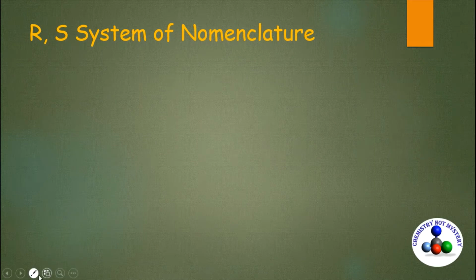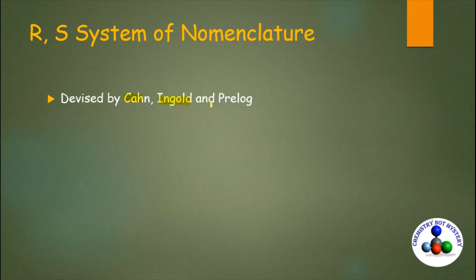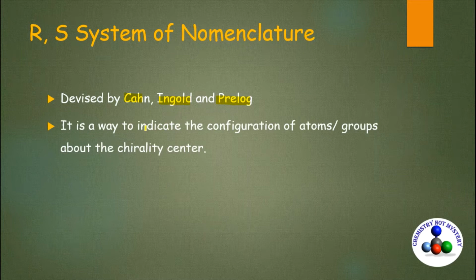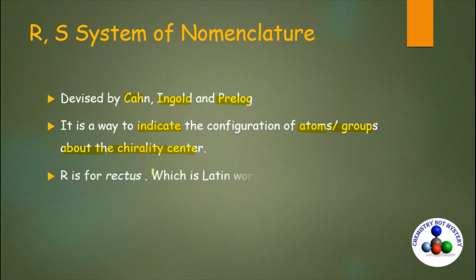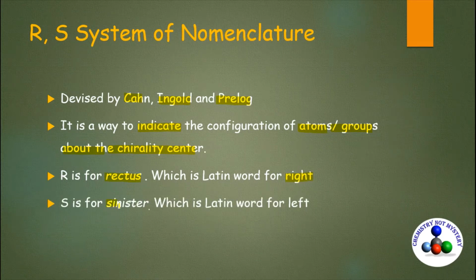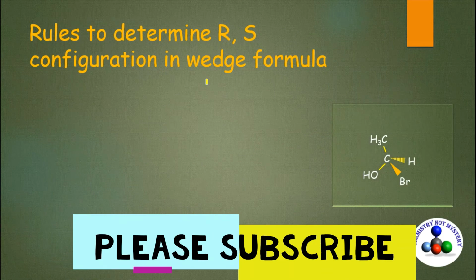RS system of nomenclature was devised by a group of scientists named Kahn, Ingold and Prelog. It is a way to indicate the configuration of atoms or groups about the chirality center. Here R stands for rectus, which means right. S stands for sinister, which means left. Here are some rules to determine RS configuration in wedge-dash formula.